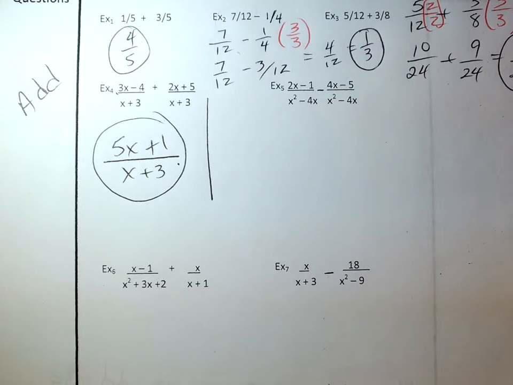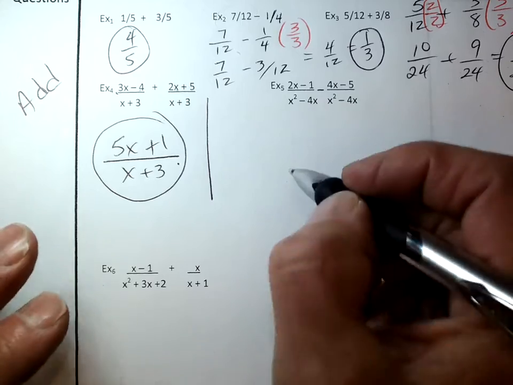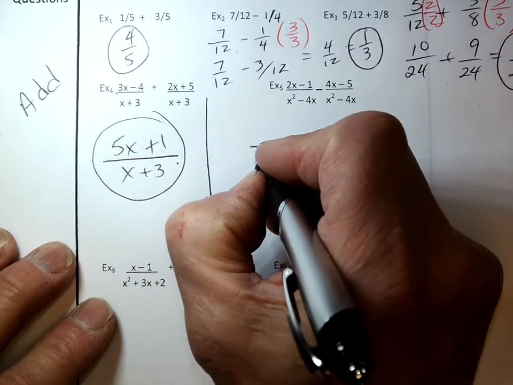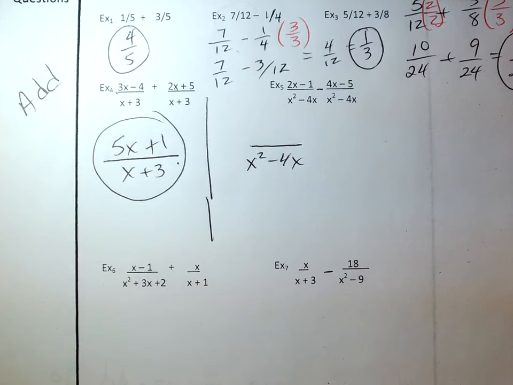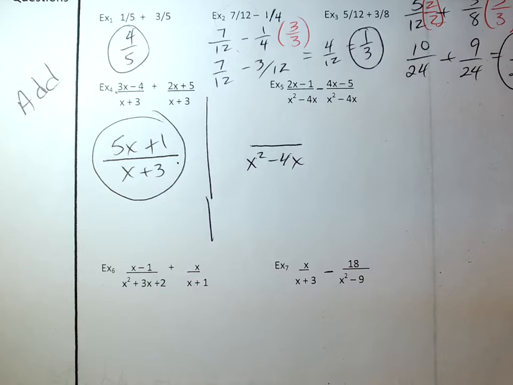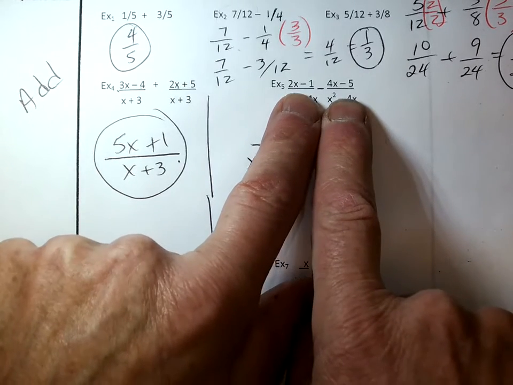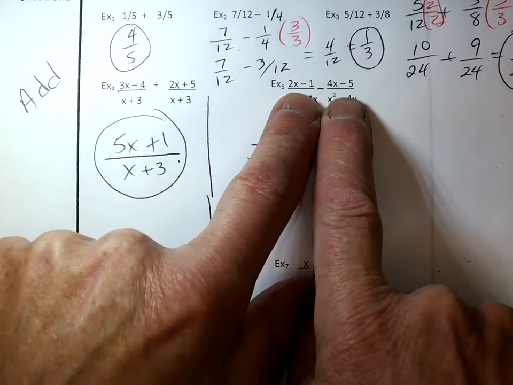Okay, example 5, again. Do you have a common denominator? Yeah, we got a common denominator. So our common denominator is simply going to be x squared minus 4x. Just write it down. Now we have to be careful because we're subtracting. The biggest thing to be careful about when we subtract is the double negative, so hopefully we won't mess that up.